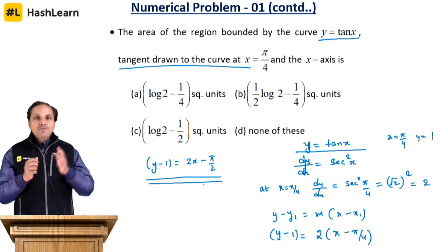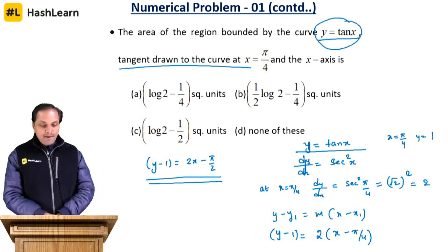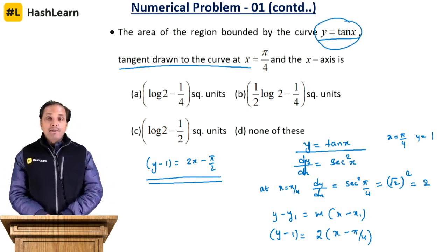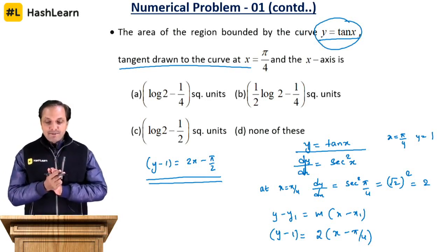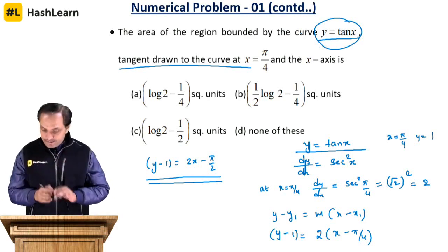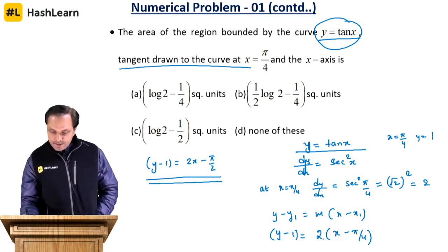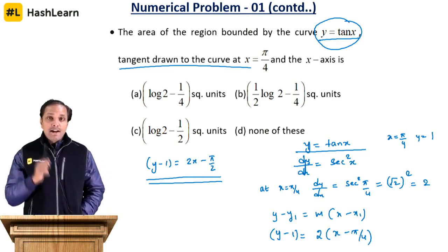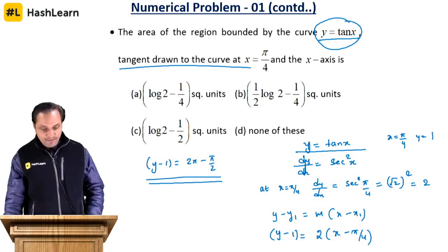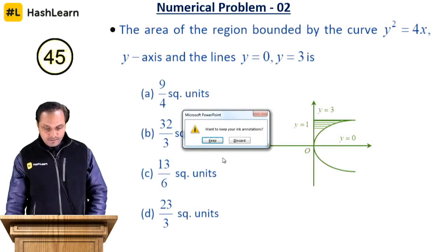Okay, so how to draw the graph y is equal to tan x and y minus 1 is equal to 2x minus pi by 2? The best method is to make use of the Desmos graphical calculator, and analyze how the graph is going to come. So just remember this: y minus 1 is equal to 2x minus pi by 2.